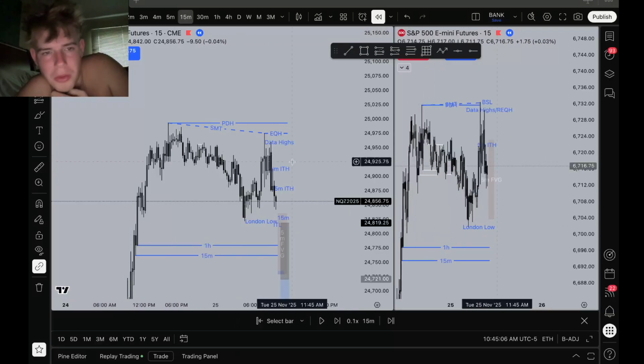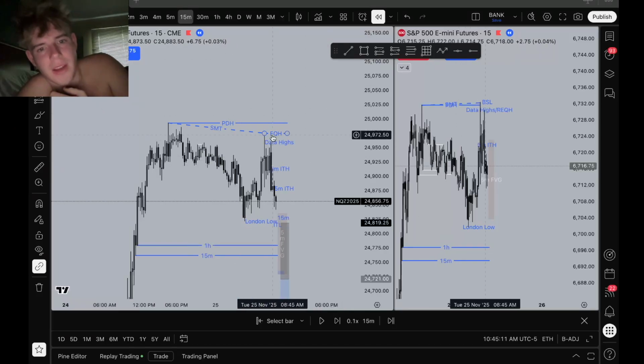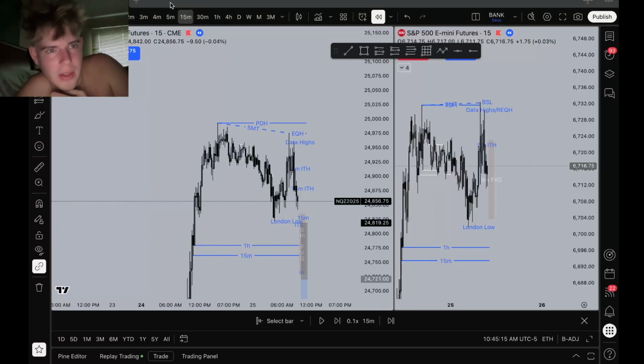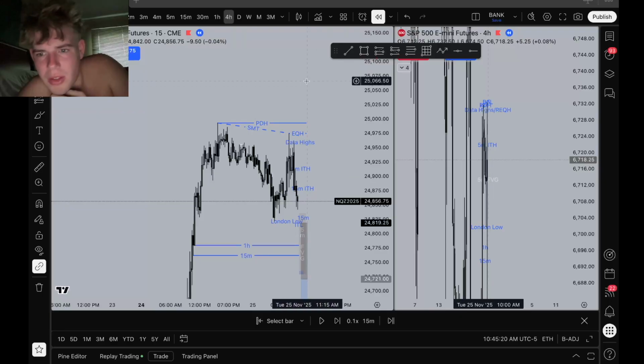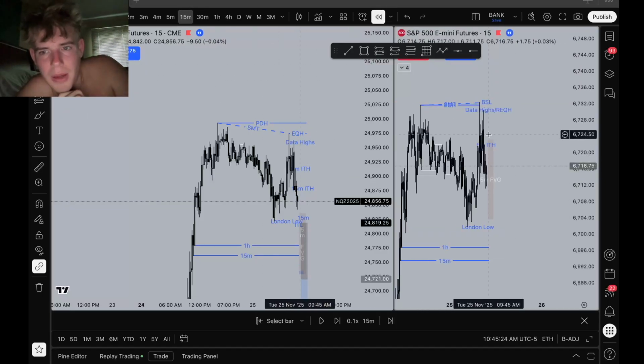And London low. So we took all of the Asia session and London session highs. We have an SMT at the high, and then we have a London low, a clear low inside what is a 4 hour imbalance, or something like that. Yeah, it was a low inside the 4 hour. So yeah, I was bearish.